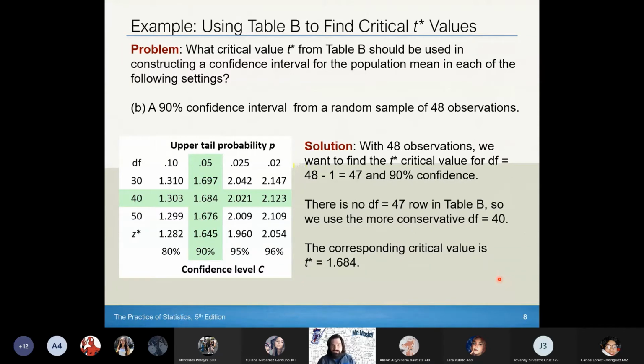Is there any questions on this so far? Anything to clarify about table B on our first sightings of it here? Okay.